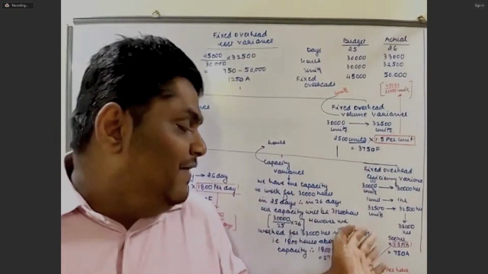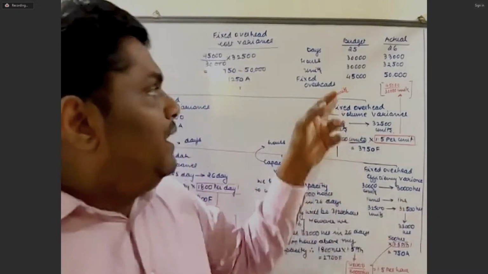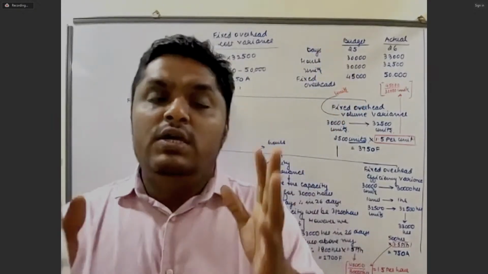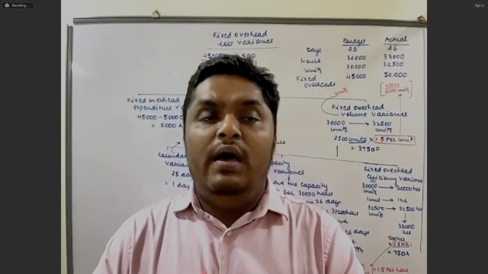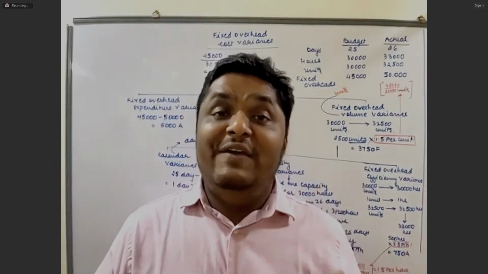So again, we have calculated hours. So we'll be applying the rate per hour. So per hour rate will be how much? 45,000 divided by 30,000 hours. So this will be 1.5 per hour. So 2,700 favorable. Now, the last part is efficiency.